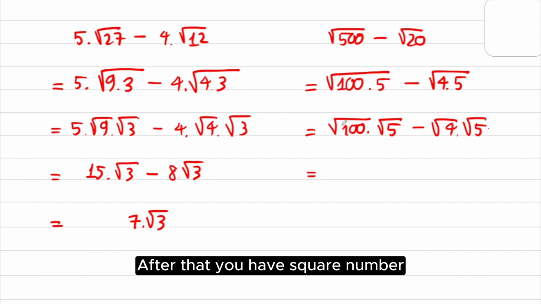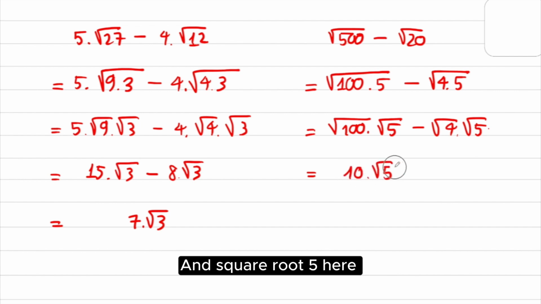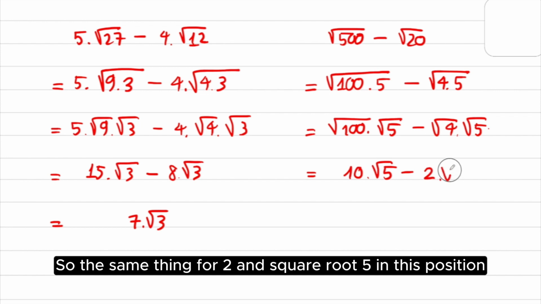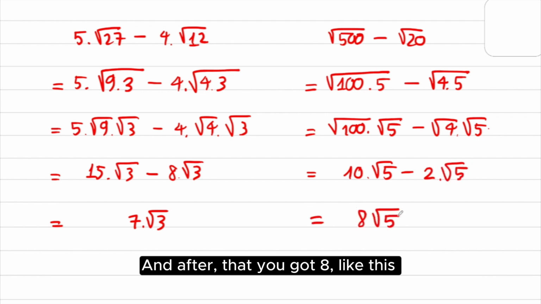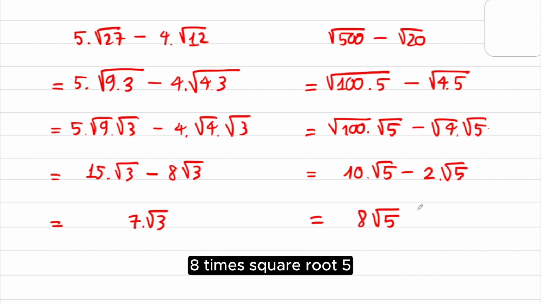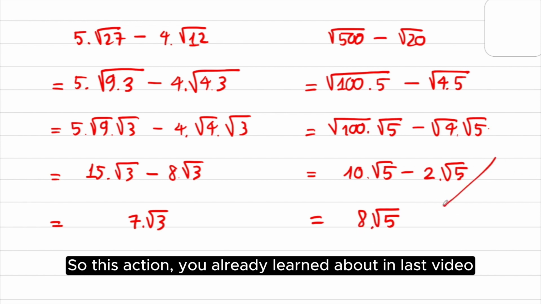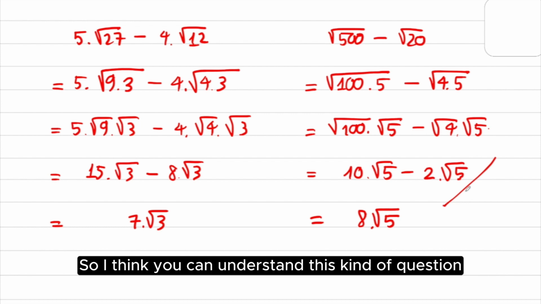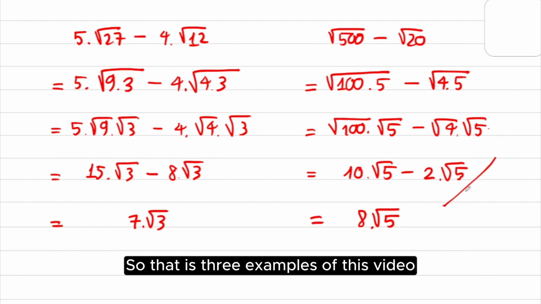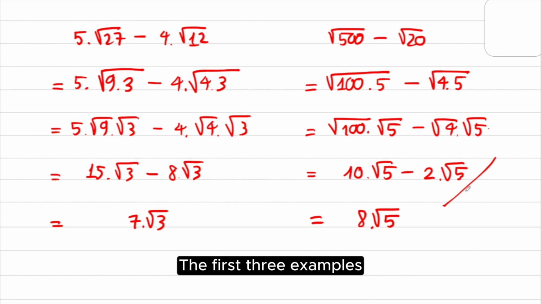After that you have a square number, square root of 100, you get 10, and square root 5 here. The same thing for 2 and square root 5 in this position. After that you get 8 times square root of 5, because 10 minus 2 equals 8 square root 5. You already learned this action in the last video, so I think you can understand this kind of question. Okay, so those are the first 3 examples of this video.